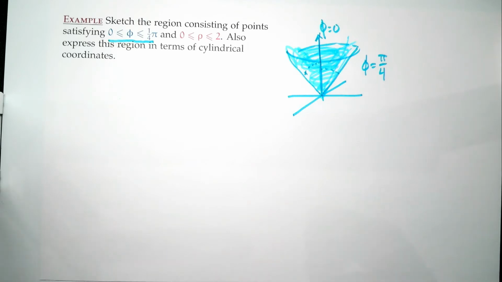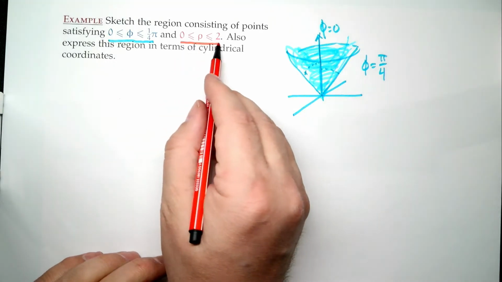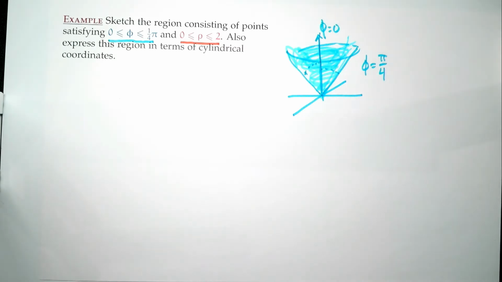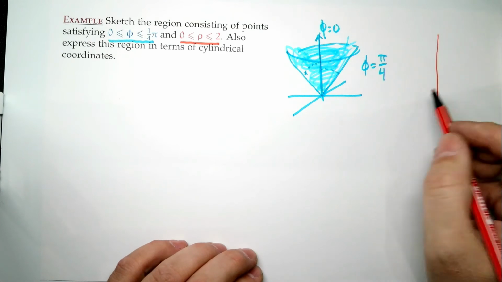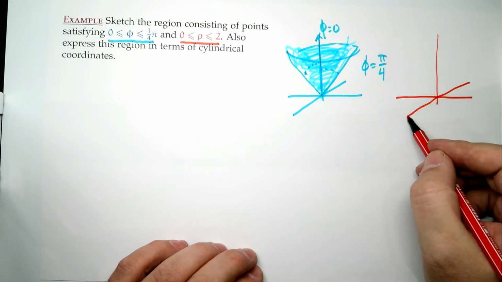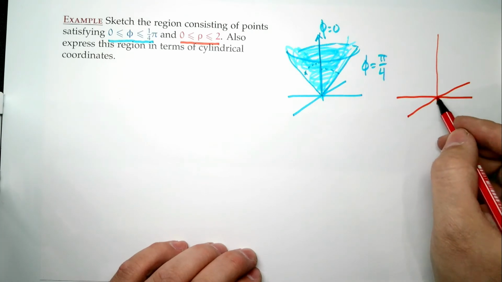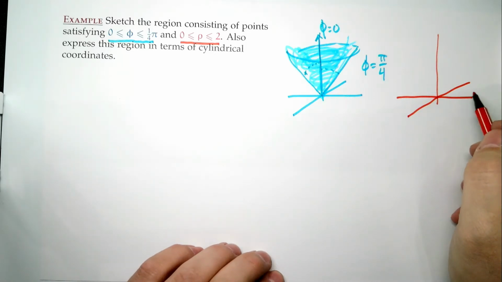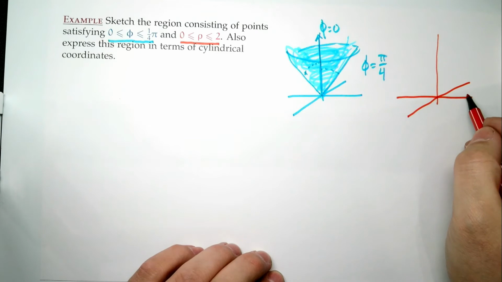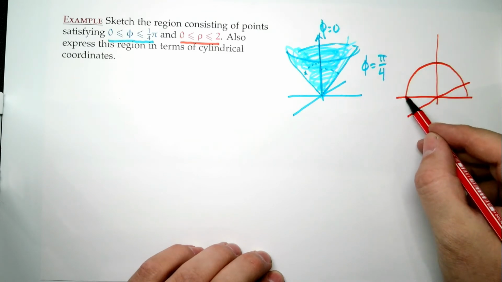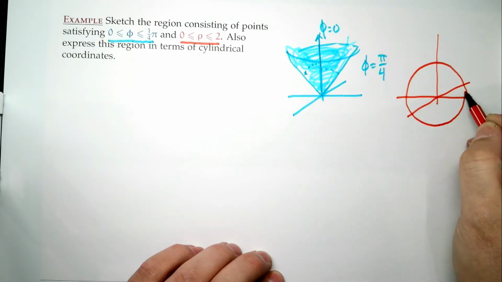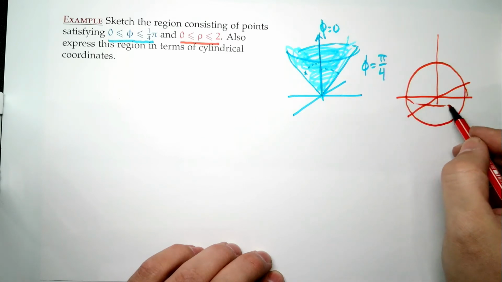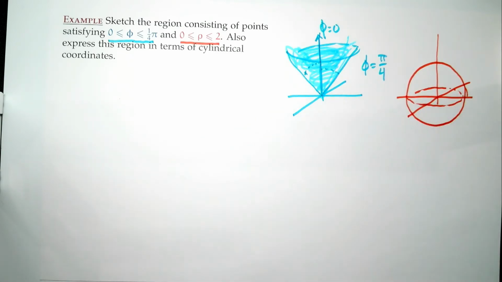Here we have that ρ goes between 0 and 2. Okay, ρ is distance from the origin. So ρ equals 0, what would that be? It'd be the origin, because you haven't moved out from the origin. ρ equals 2 would be what? It'd be a sphere. Can you tell me about the sphere? For example, what's the radius? If ρ equals 2, the radius of the sphere would be 2, because ρ measures how far out you go.